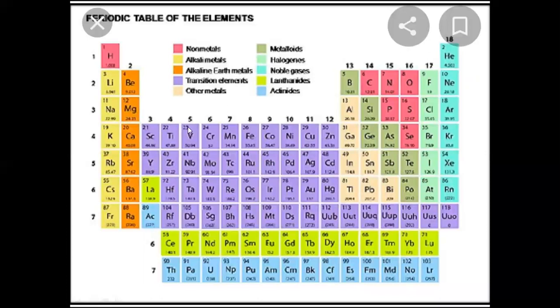This is a very important table in chemistry which is called the periodic table. It is composed of 118 elements, and the atomic number and mass number of all the elements are mentioned in this table. This table, inshallah, you will learn in chapter number 4 in detail.